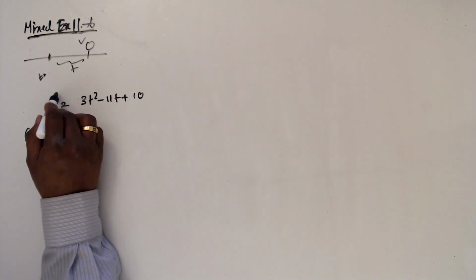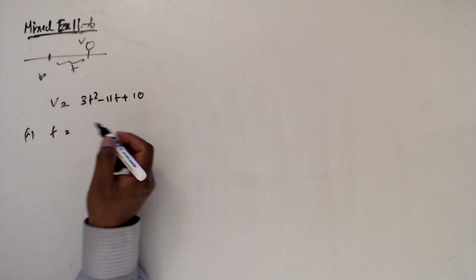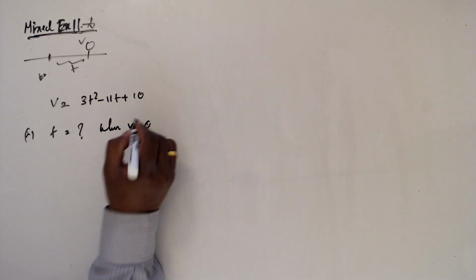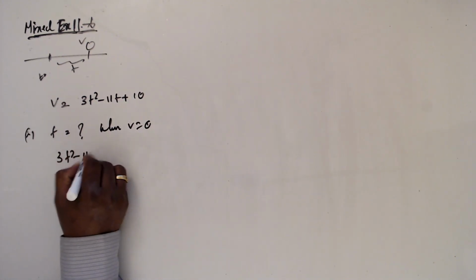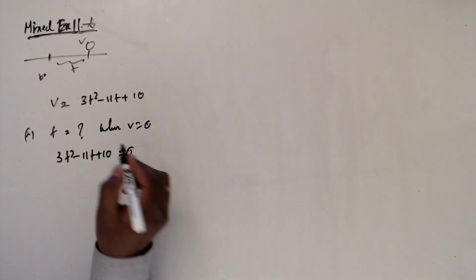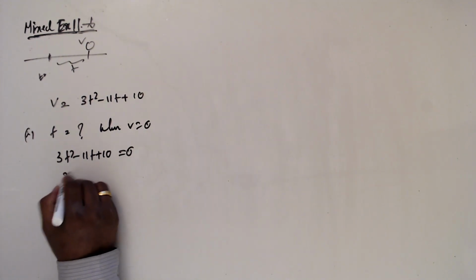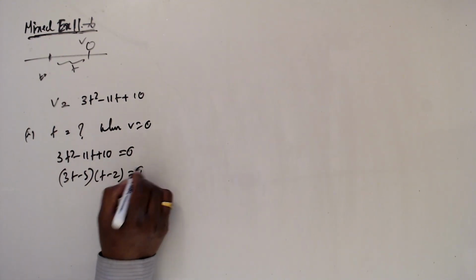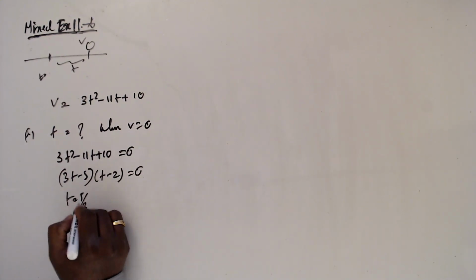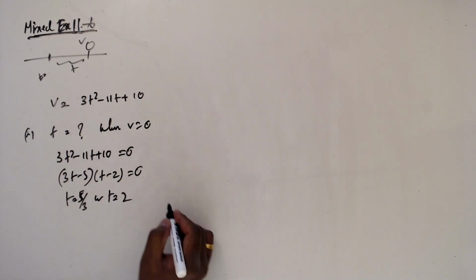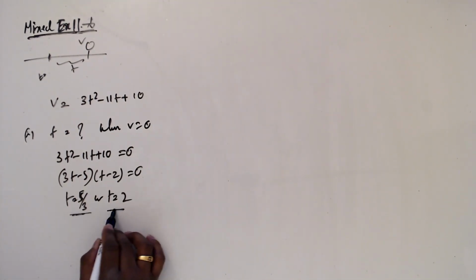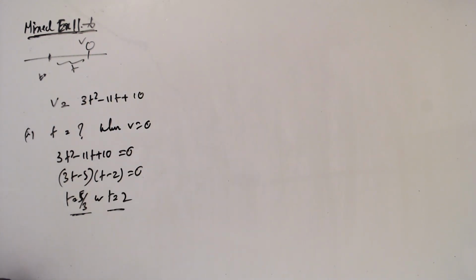The instantaneous velocity is 0. We want to find t when v equals 0. So 3t square minus 11t plus 10 equals 0. So (3t minus 5)(t minus 2) equals 0. t equals 5 by 3 or t equals 2. Then the body is at instantaneous rest at t equals 5 by 3 and t equals 2.